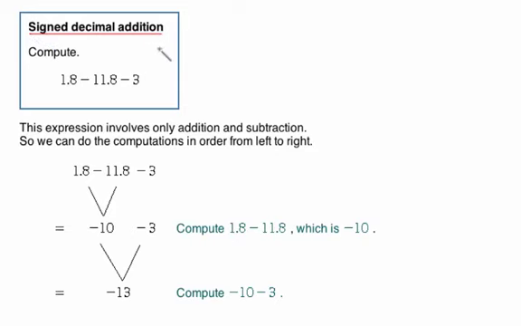Here we're looking at signed decimal addition. So of course, simple directions, just compute this: 1.8 minus 11.8 minus 3.